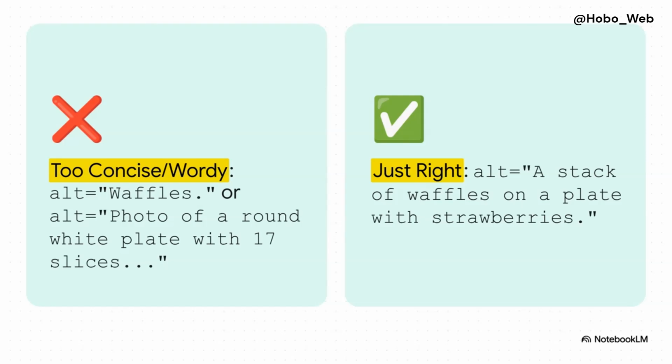So, for example, alt equals waffles. That's useless, right? It gives no real information. Then you have the super wordy version, which is just going to be annoying for a screen reader user to listen to. But alt equals a stack of waffles on a plate with strawberries. That's perfect. It paints a picture, it's short and sweet, and it's genuinely helpful.